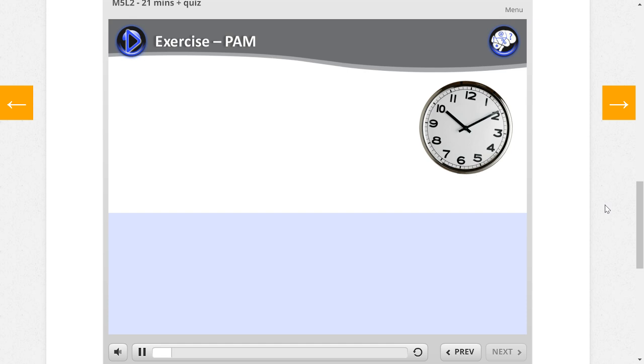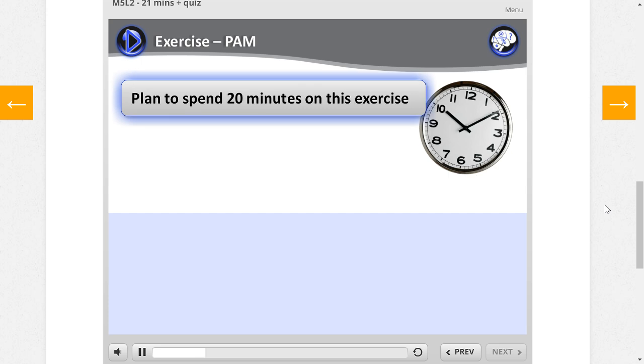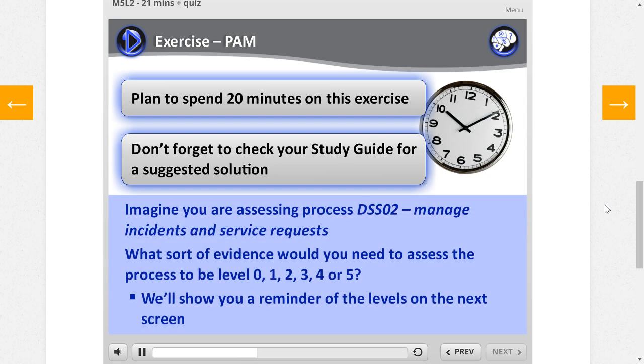Let's consider these with an exercise. Plan to spend 20 minutes on this exercise, and don't forget we'll include a suggested solution in your study guide. Imagine you are assessing process DSS02, Manage Incidents and Service Requests. What sort of evidence would you need to assess the process to be level 0, 1, 2, 3, 4, or 5? We'll show you a reminder of the levels on the next screen.